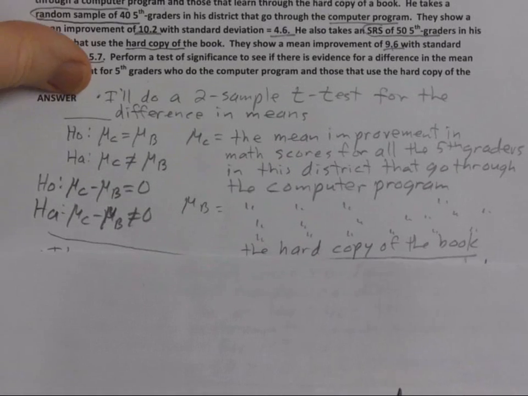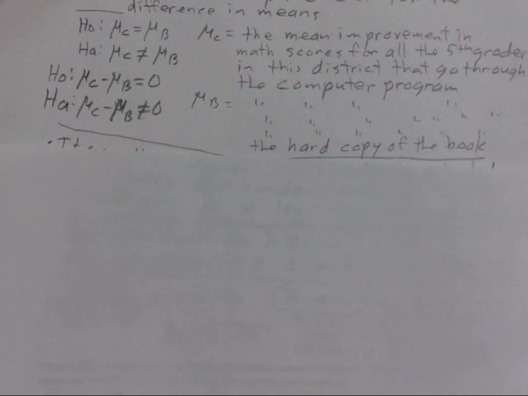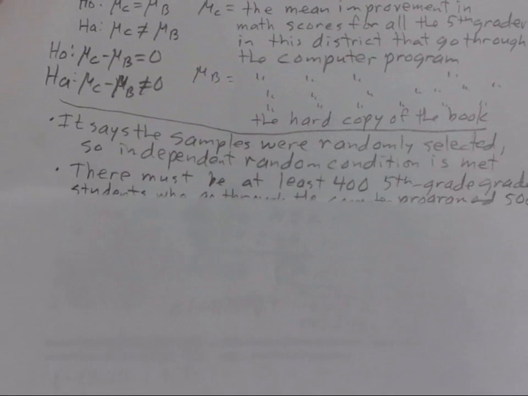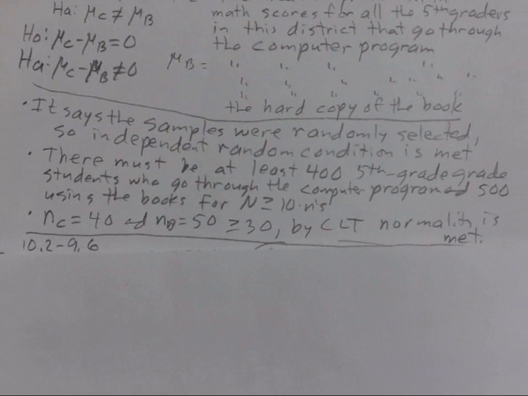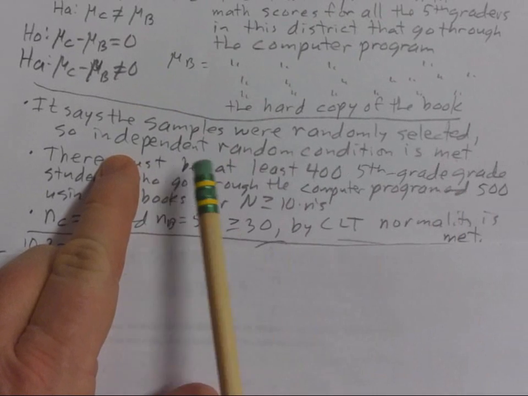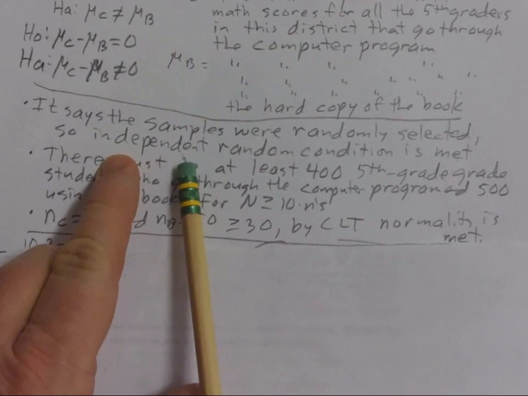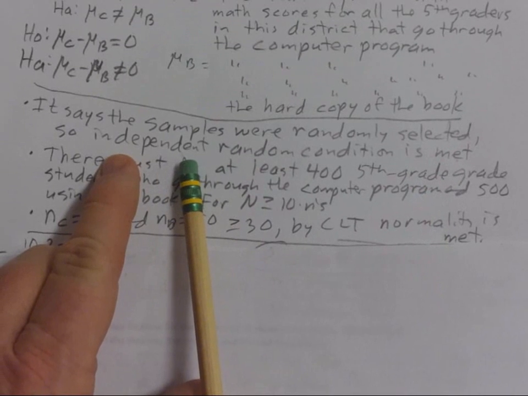This is very similar to what we've done in the past. We do our assumptions, otherwise known as our conditions, and that is our I sin. Of course, randomness is still the same condition. It says they were randomly selected, so the independent random condition is met. Whenever you have two-sample things, you have to say the independent random condition. That's important. We've been doing that for a few chapters now.